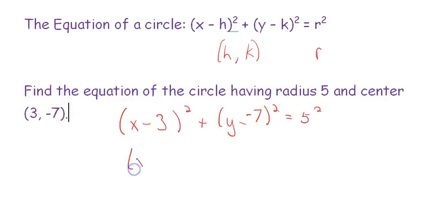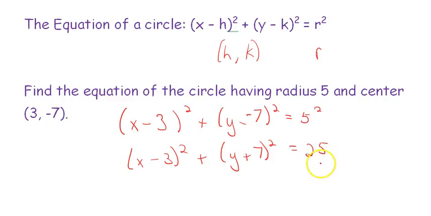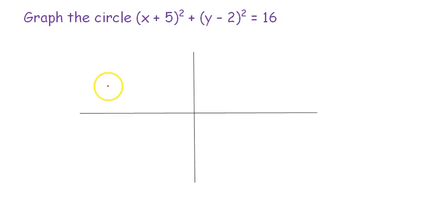So this takes a little bit of work. I have (x minus 3) squared. Here I have minus a negative, so that's going to become (y plus 7) squared. And then 5 squared is 25, so you do need to simplify it. And some people can just jump to this line because they just changed the signs. It was a positive 3 here, it's a negative 3 in the equation. It was a negative 7 in the point, and it's a positive 7 in the equation, and then you just have to square the radius. So if you can jump to that line, that's okay.